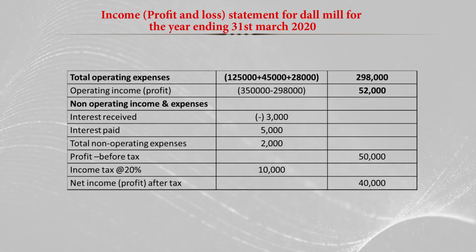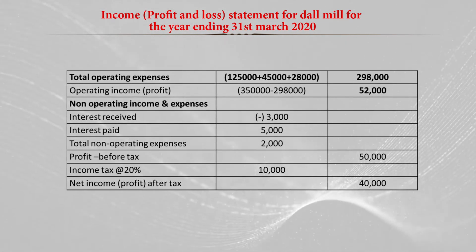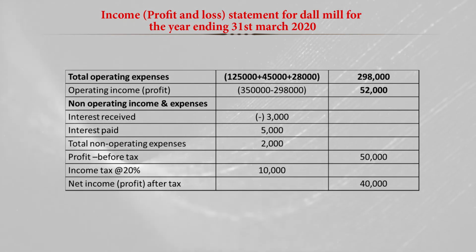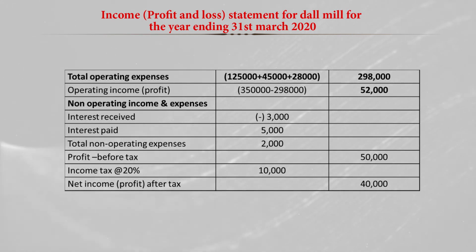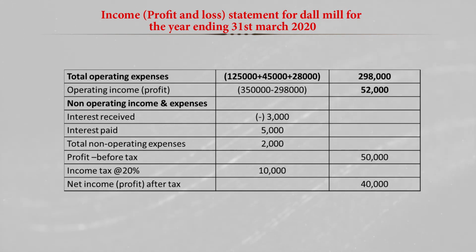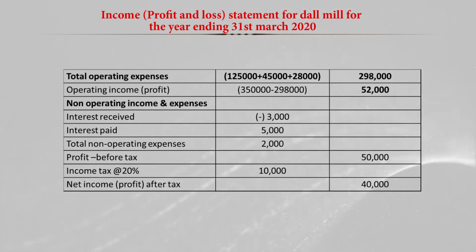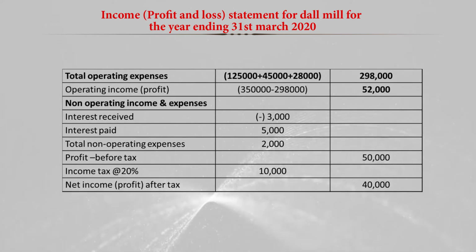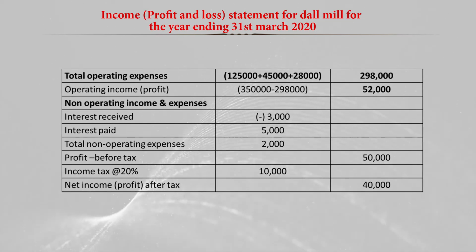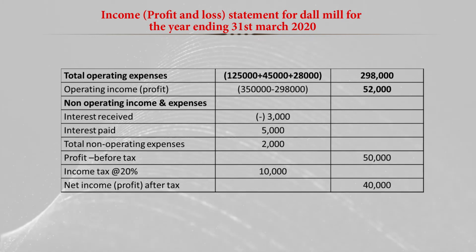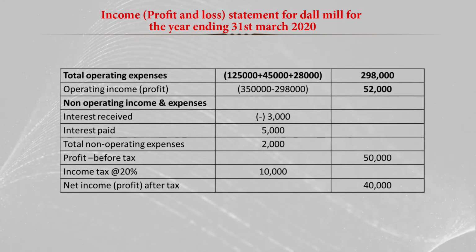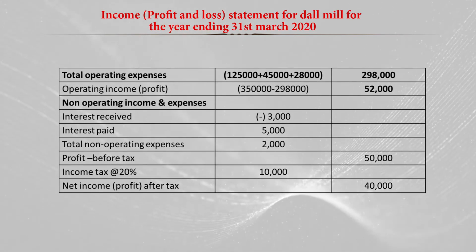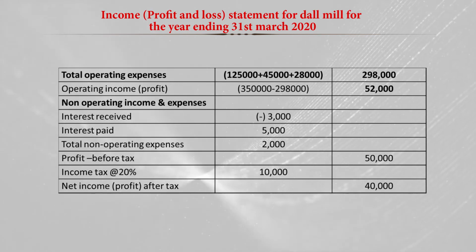Then there is an income tax. Suppose we have the income tax at the rate of 20%. So 10,000 is the income tax payment. So net income after tax comes to 40,000. So 40,000 is the profit figure. From these figures, we can judge the performance of a firm. So in case of the dal mill, we can say the business is in a profitable condition, the income is there, and there is positive income for the dal mill.